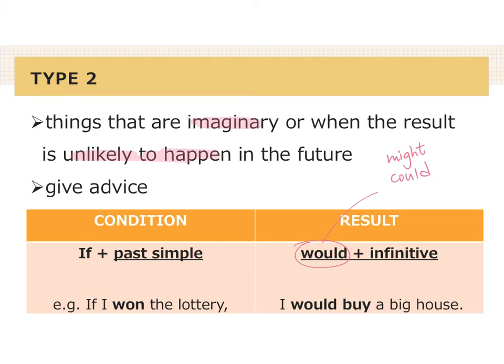We can also use these sentences to give advice or say what someone should do. If I won the lottery, I would buy a big house. As you can see, this is a very unreal condition and an impossible result.